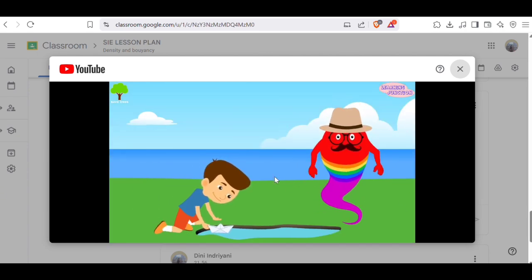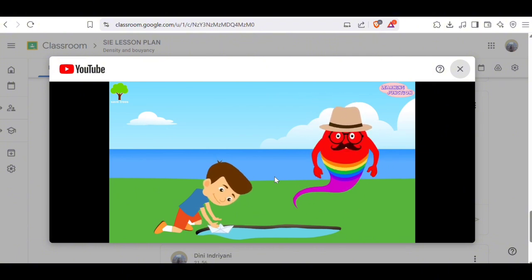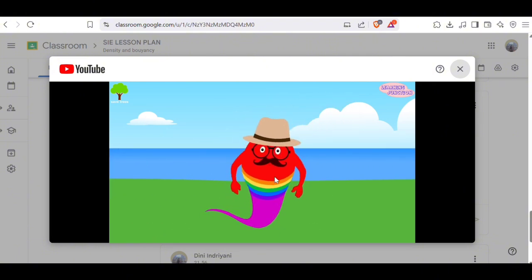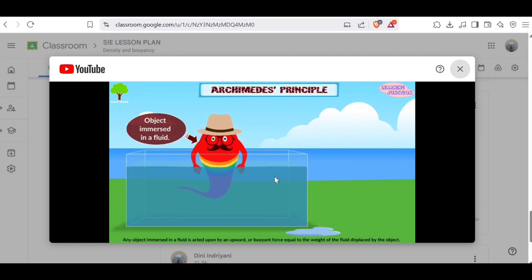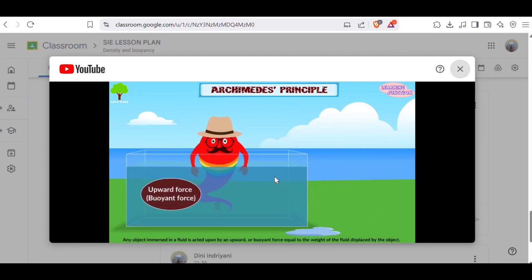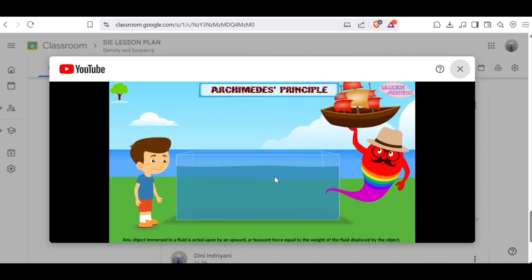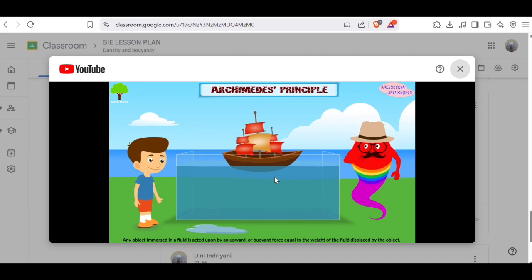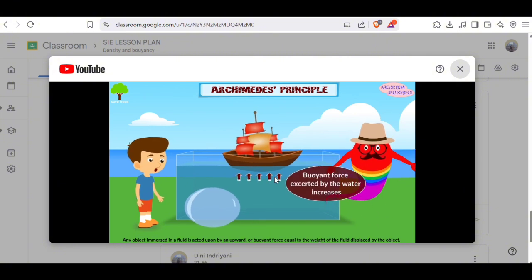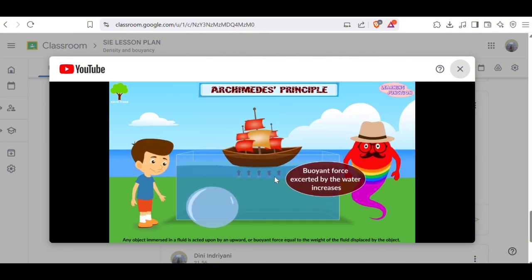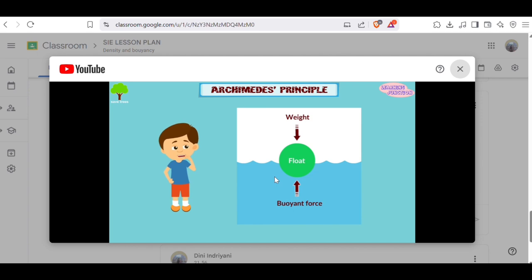Some boats and ships are large and would seem very dense, but they still float. To understand this, let me explain the Archimedes principle. It states that any object immersed in a fluid is acted upon by an upward or buoyant force equal to the weight of the fluid displaced by the object. The ship has a long and wide base, because of which the amount and weight of water displaced by it increases. So, as the weight of displaced water increases, the buoyant force exerted by the water also increases, and the ship floats on water. So, if the buoyant force is equal to the object's weight, then the object will float.